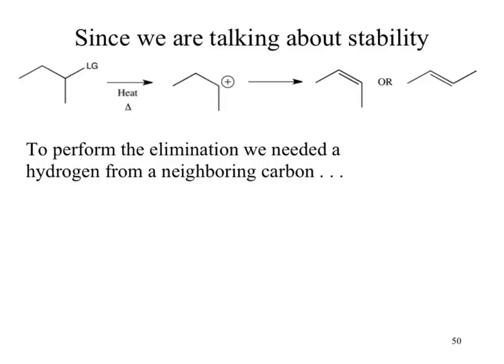To perform the elimination, we needed a hydrogen from a neighboring carbon. If we take a look at this general reaction, we've got our leaving group, we added heat. We know we're doing an E1 elimination because of the formation of an intermediate, we're seeing the carbocation. So I would tie 1 to carbocation and 2 to no carbocations. You see a carbocation, you're running the E1 mechanism.